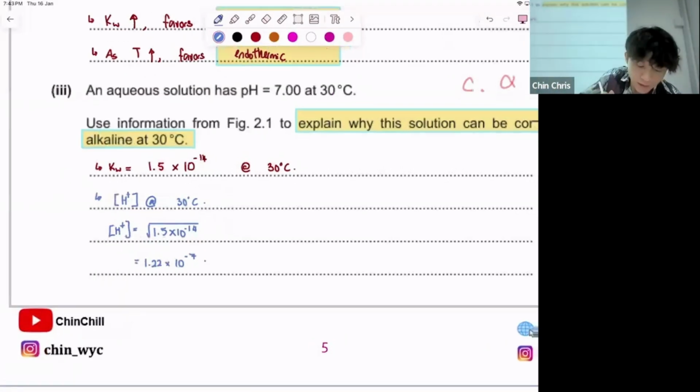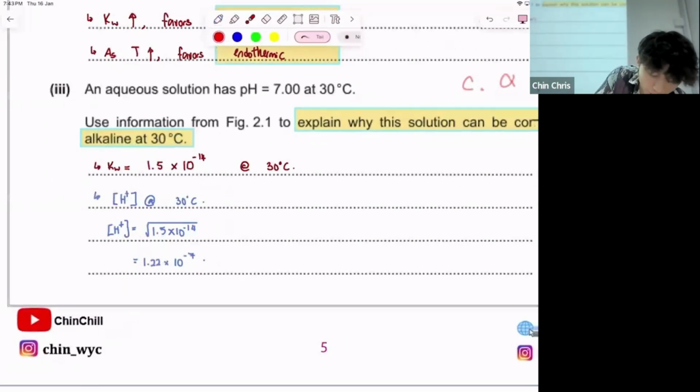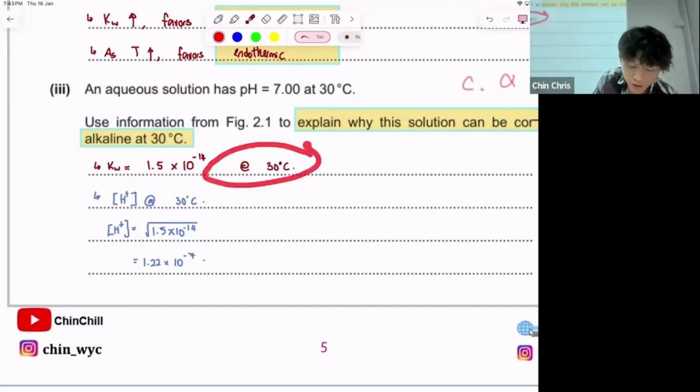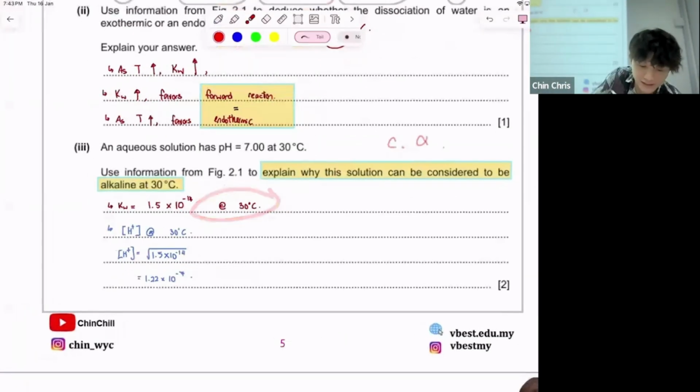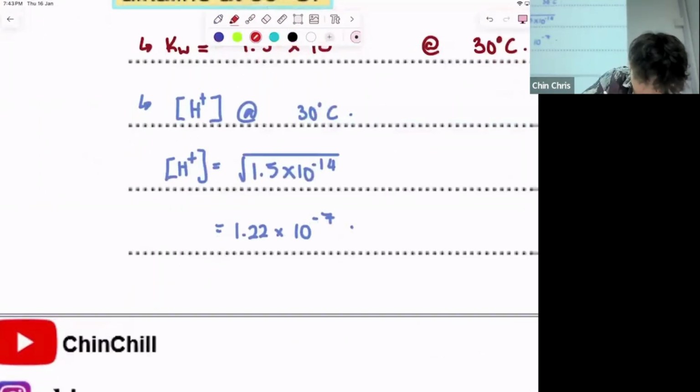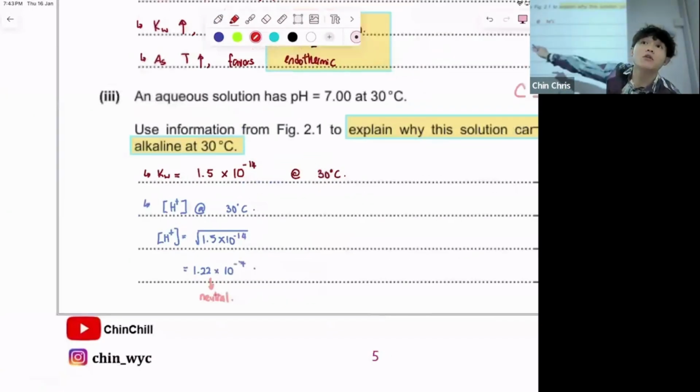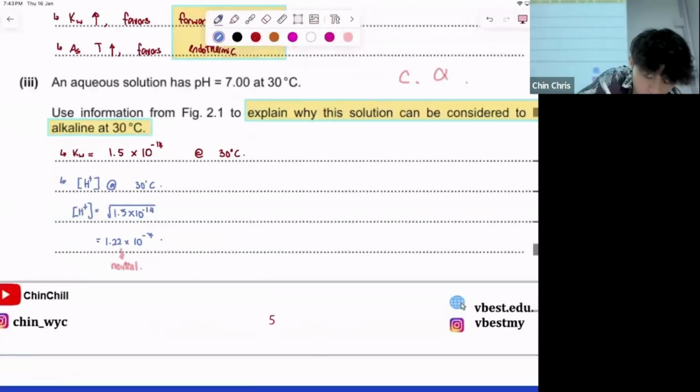Okay, guys, I know that. When your Kw equals this at 30 degrees, this is the neutral. What you're calculating here is the neutral. Understand? Which means neutral should have this amount of H+. All right, guys, next. Please also calculate for me at pH 7, what is the concentration of H+? Go.